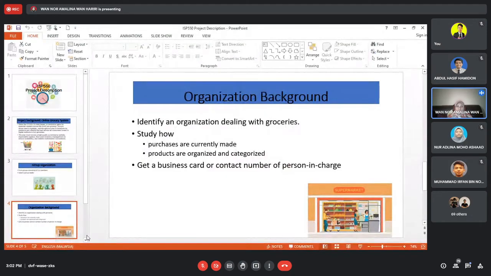Okay, now what you have to do, first identify an organization dealing with groceries. Yes, not an organization that deals with handphones or anything else, but groceries. So what you need to do, study how purchases are currently made. Probably some of you are wondering, how are purchases currently made? What's so difficult about it? You go there, you take a cart, you put everything in the cart, and then you make payment. Okay, this is the thing that you have to identify. Currently, how? Okay, and also study how products are organized and categorized.